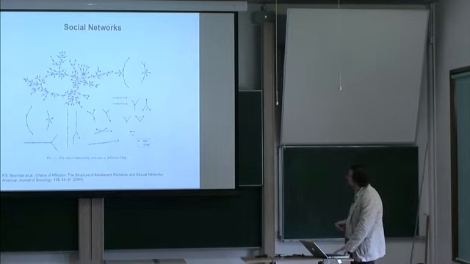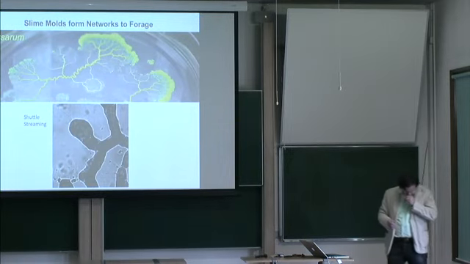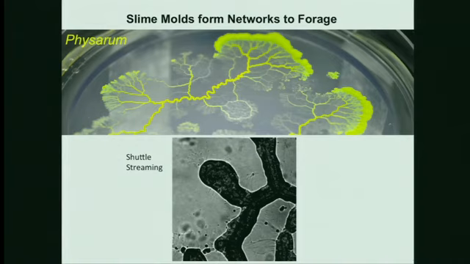So let's go back to slime molds. Slime molds form networks to search for food, and so they are very large. In fact, they are the largest cell on Earth. What you see here is a petri dish, and there's one cell in it. The cell has a multitude of nuclei and spread organelles, but just one continuous plasma membrane. So there are growth fronts and tube-like structures. These tubes show shuttle streaming.